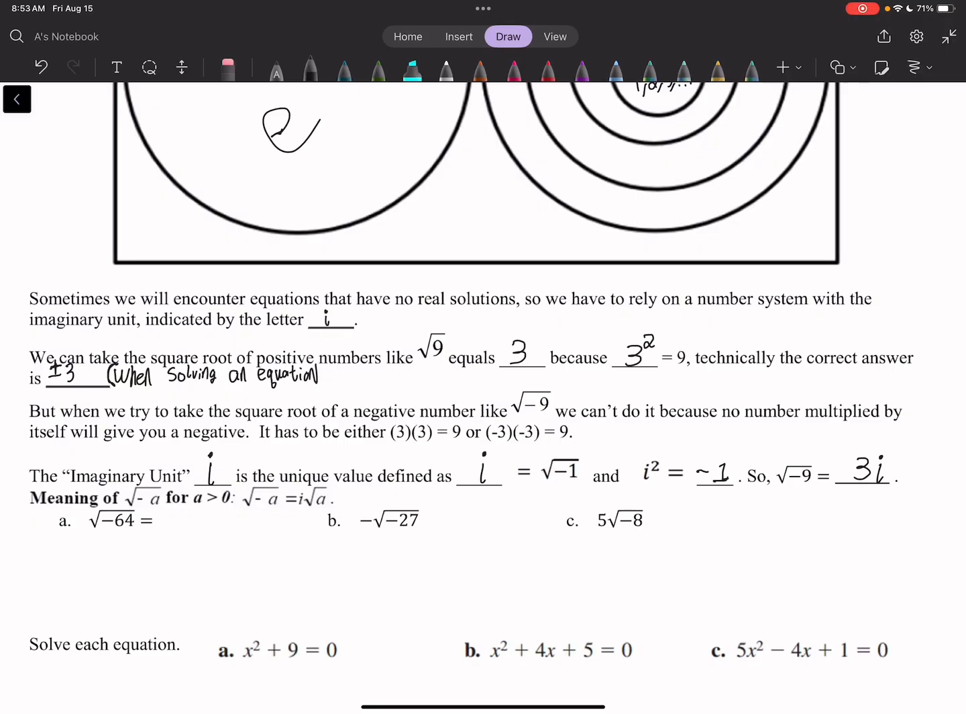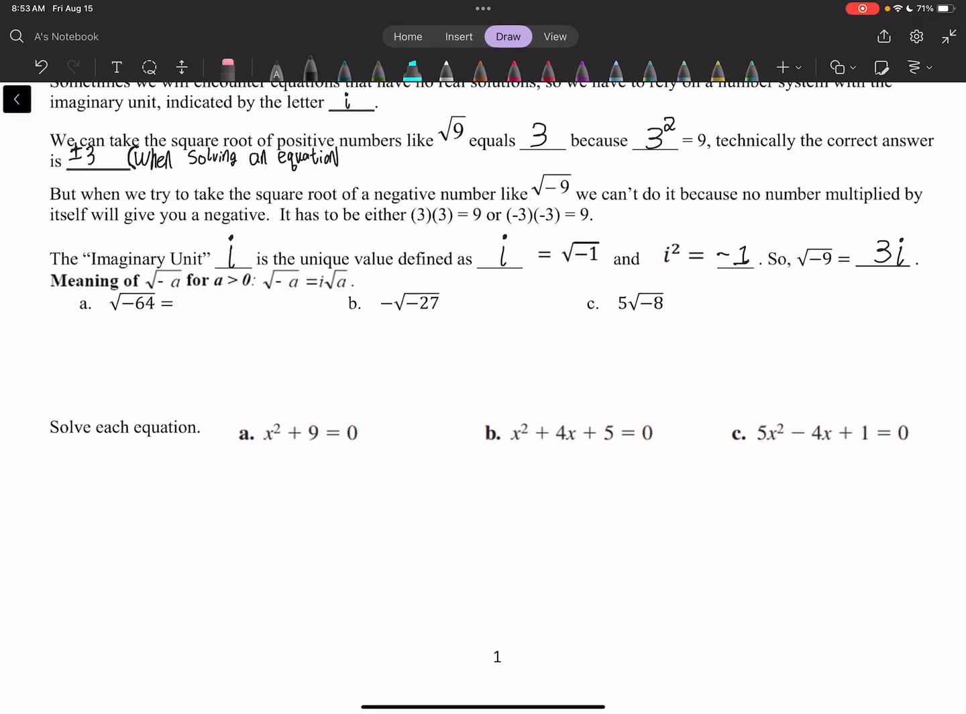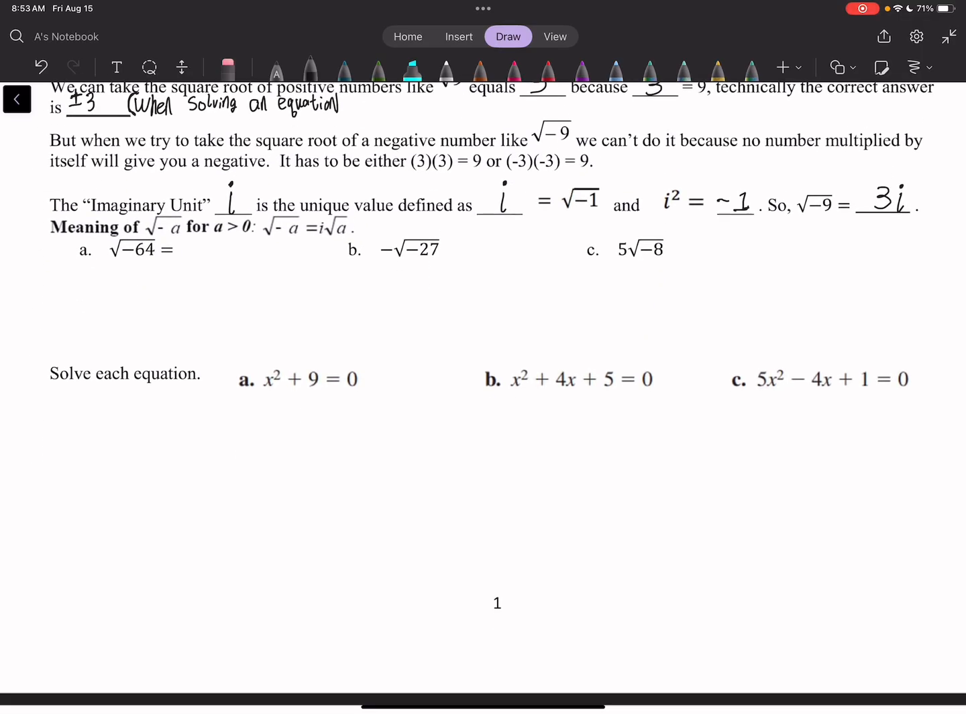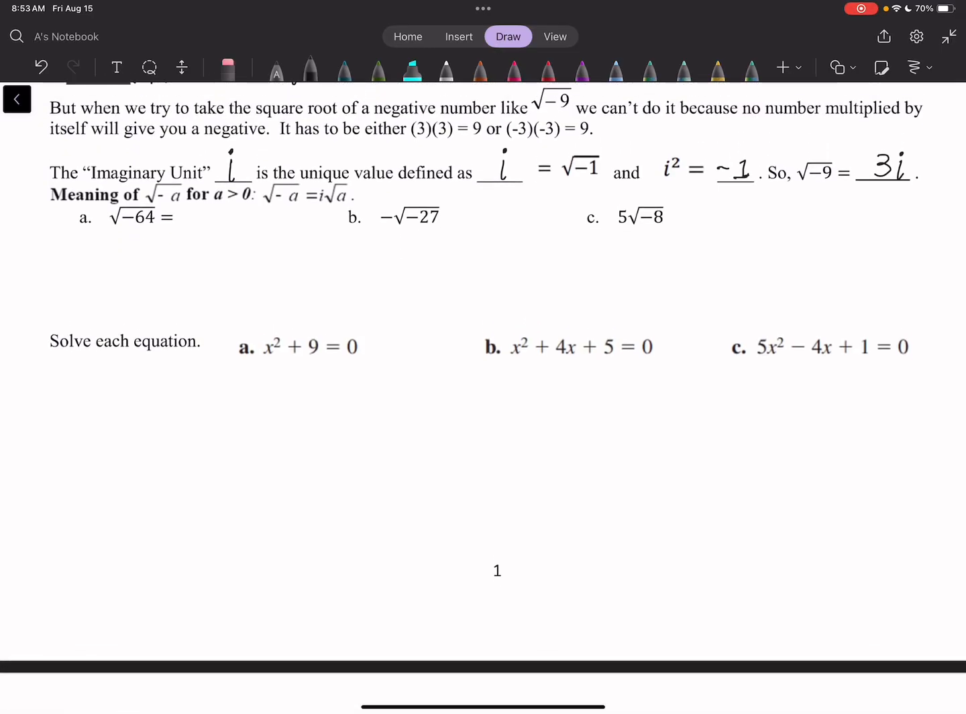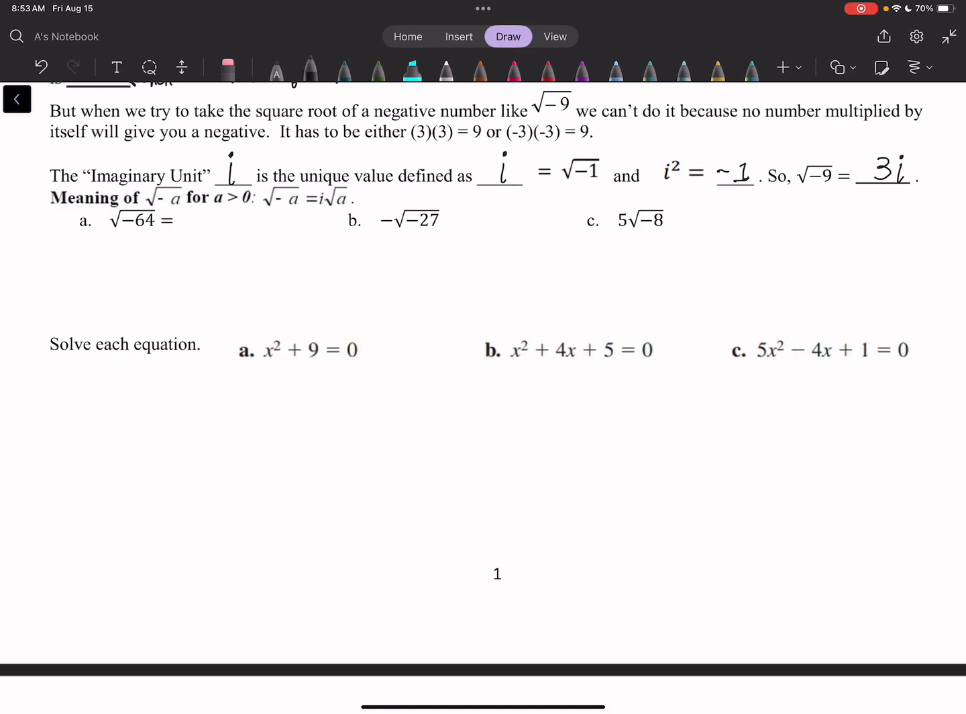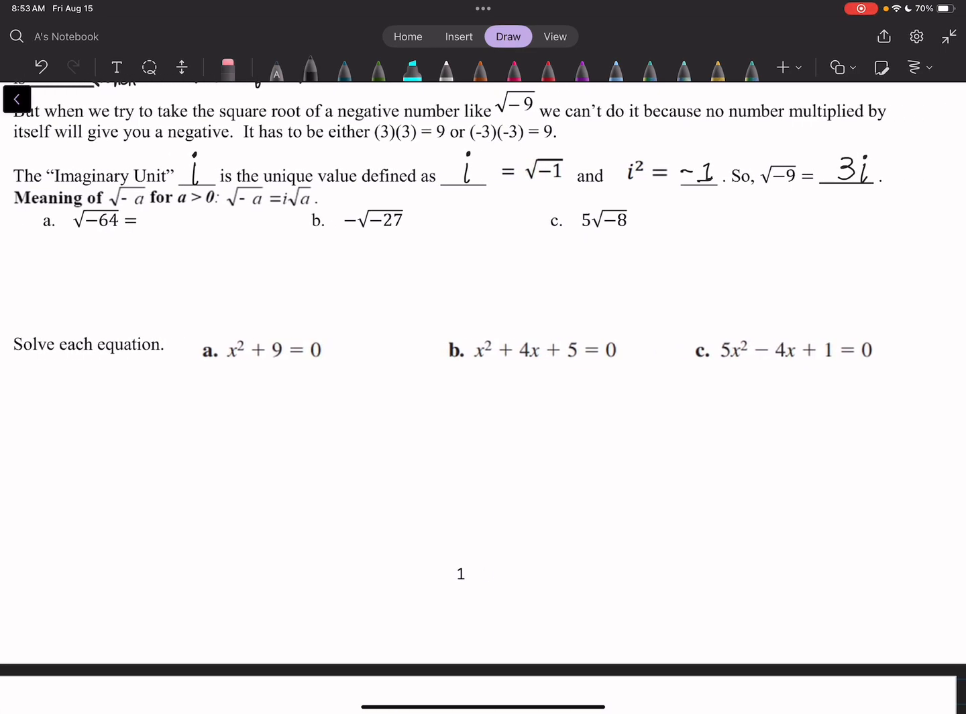This is where the imaginary unit i is introduced. It is the value of the square root of negative 1. If you have i squared, it gives you negative 1. So if you have something like the square root of negative 9, we know the square root of 9 is 3, and the negative part we're going to bring out as an i. You should have seen this before. Now let's talk about it in depth in Math 4.